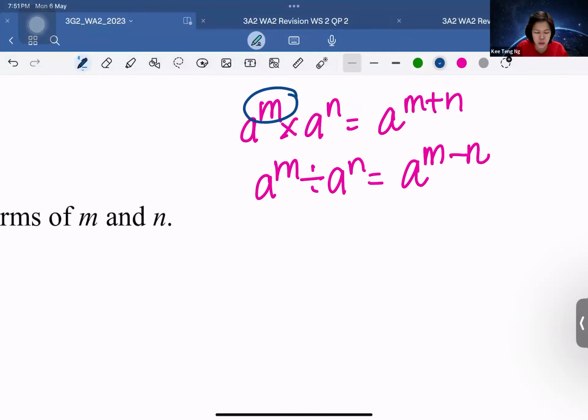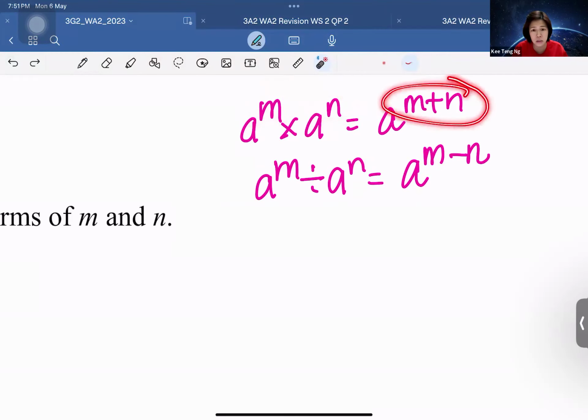When we have multiplication, what happens to the power? Yes, the powers add together, right? Yeah. When we have division, what happens to the power? Subtract, right? Yes, correct. Minus.